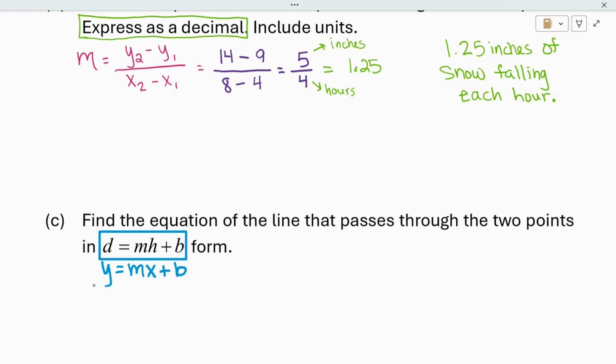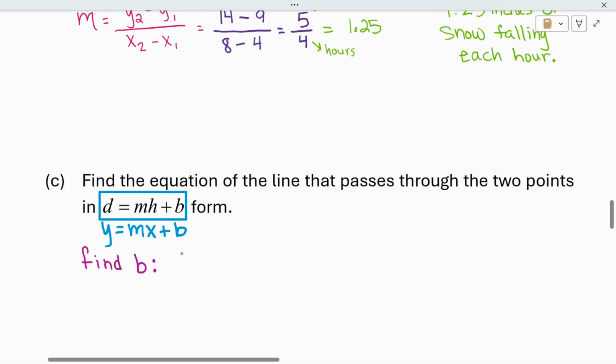So I know that if I want to do this, the first thing I have to do is find b. I have to find the beginning value, how much snow was on the ground when Prestel started measuring this. Okay, so in order to find b, I need to use my slope. Well, I know that my slope is 1.25, and I need to use one of the ordered pairs. I'm going to use the ordered pair 4, 9.